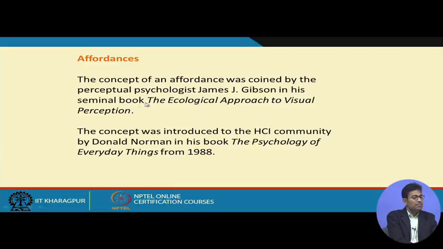Basically, Gibson in his book The Ecological Approach to Visual Perception coined this term affordance, and then the concept was introduced by Donald Norman when he was talking about this book of everyday things, when he was mentioning the human computer interface. The word affordance means a certain clue in an object, a certain clue in our visual field, which makes us use an object in a particular fashion.